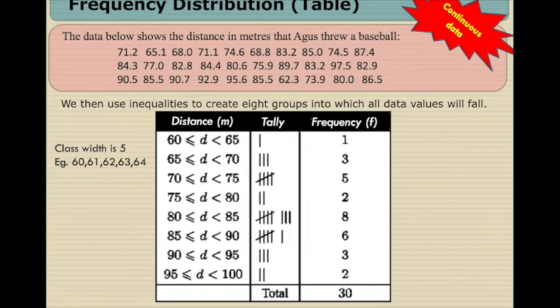For class width, take a look at this row. The class width is 5, and each of these is called a class interval. For example, this one here, 60 is less than or equal to d, d being the distance, and this is less than 65. That is an example of a class interval.